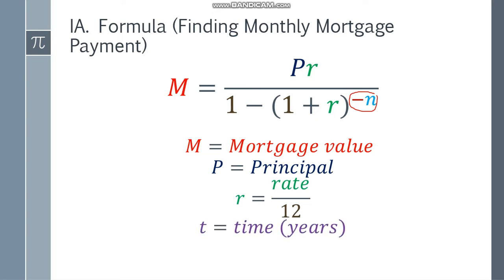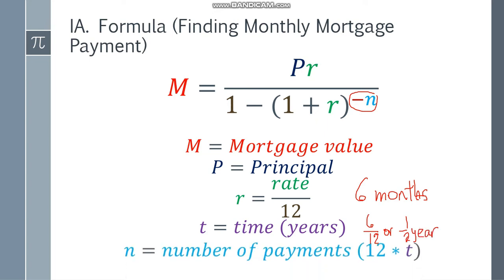And for T, that will be time, and it should be in years. If it's not in years, you have to convert it. For example, you have 6 months, that will be 6 over 12, or 1 half year, half a year. Moving on, N will be the number of payments, so that will be 12 times T. To get the value of N, just get the time and multiply it by 12.